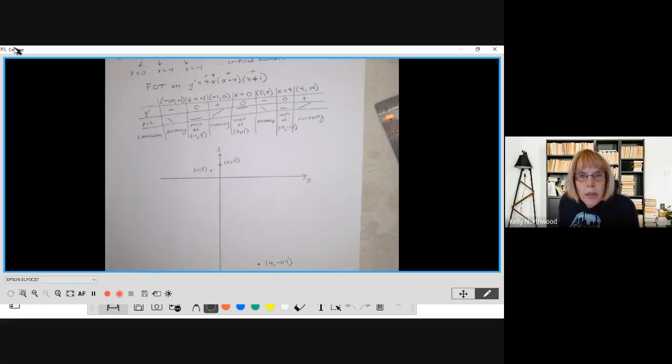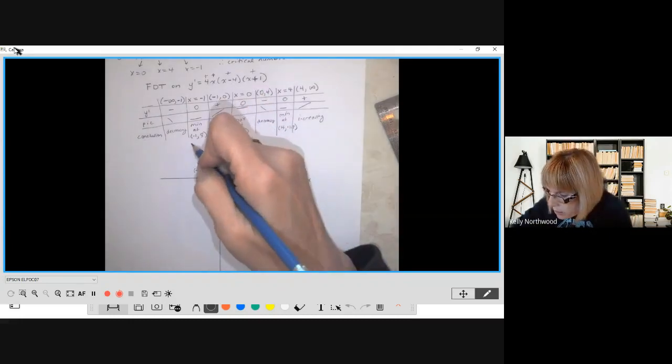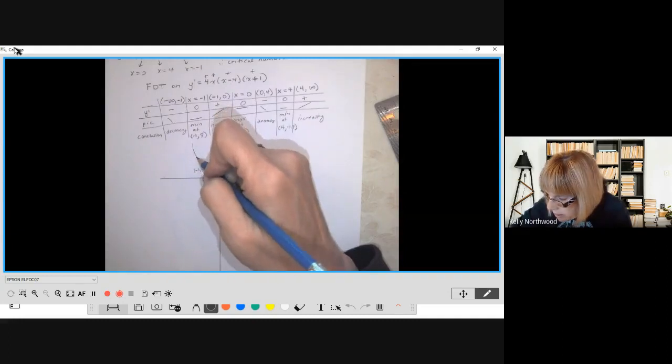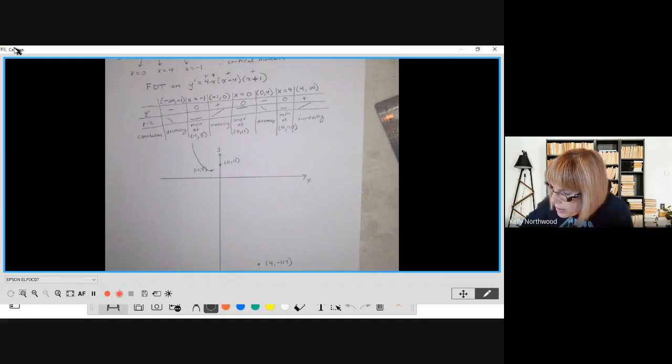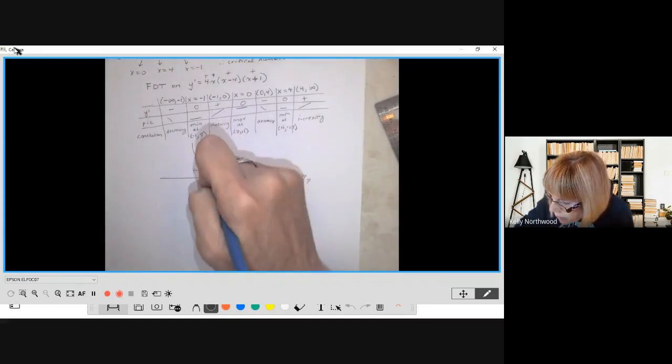And then I just kind of follow my first derivative test. I'm decreasing from -infinity to -1, where I have a minimum. So something like this. Then I'm increasing up to a maximum at 0 and 11.